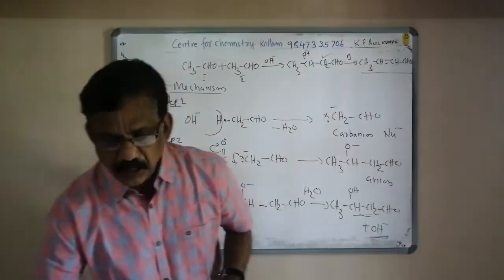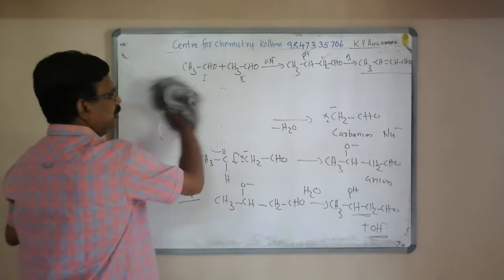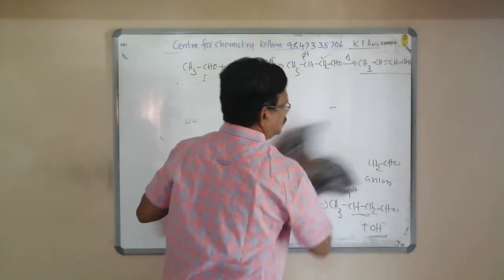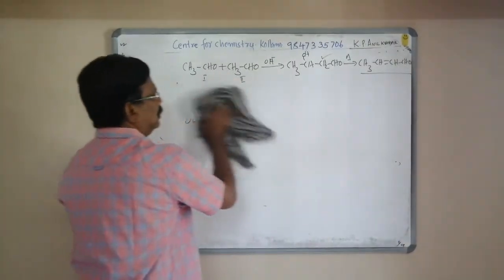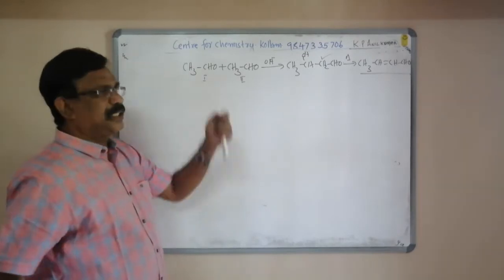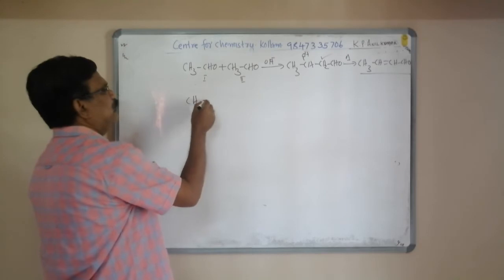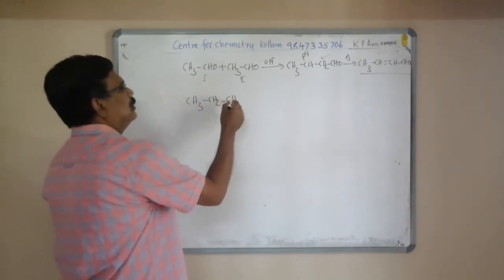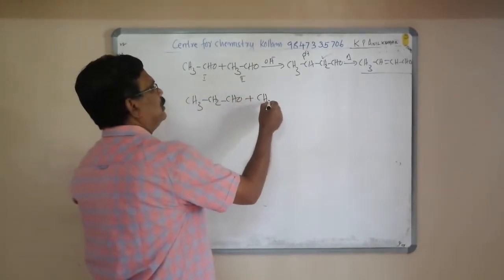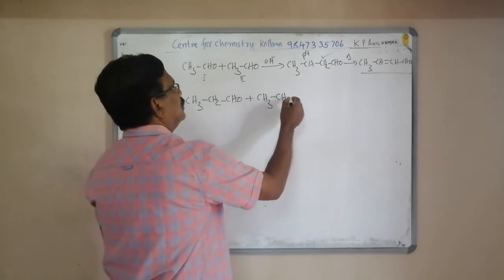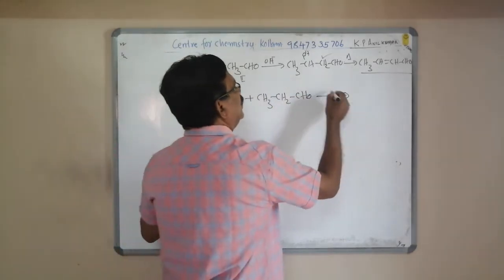Some more examples of simple aldol condensation reactions. Instead of acetaldehyde, we can take propanal. This is propanal, and another propanal, in the presence of a dilute alkali.